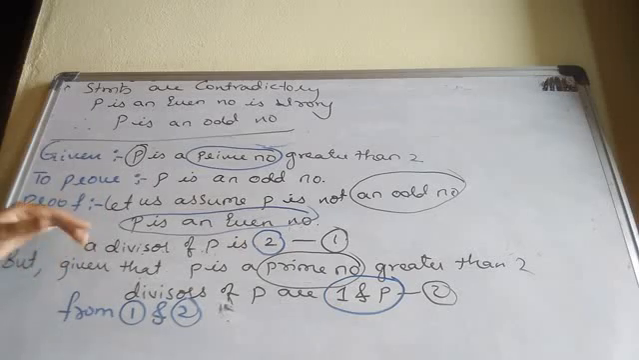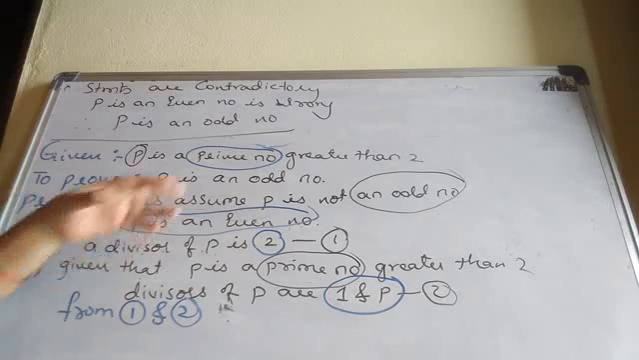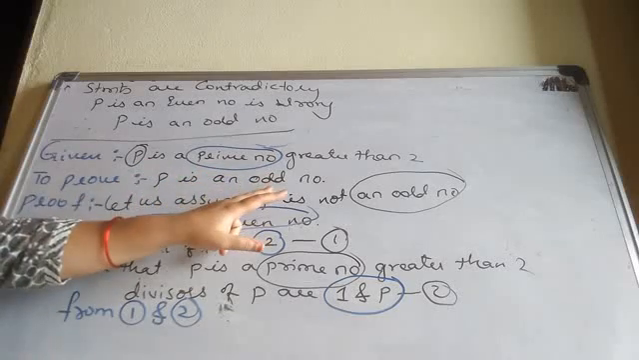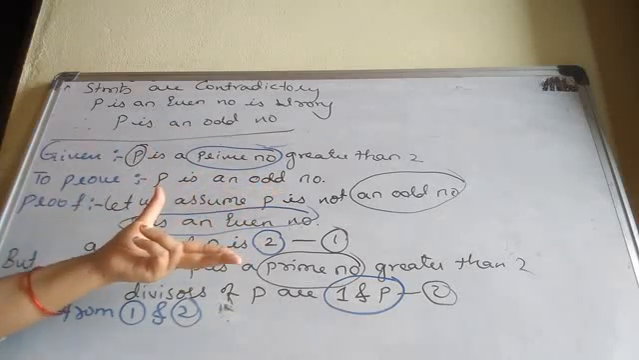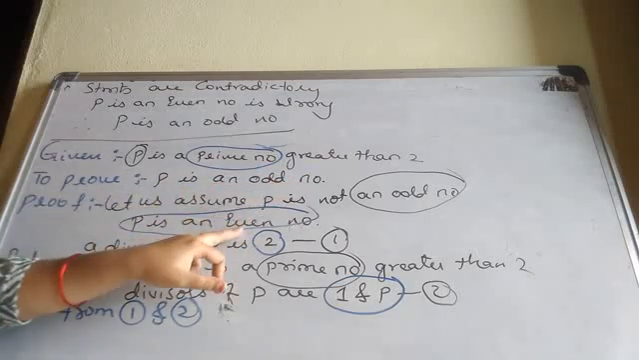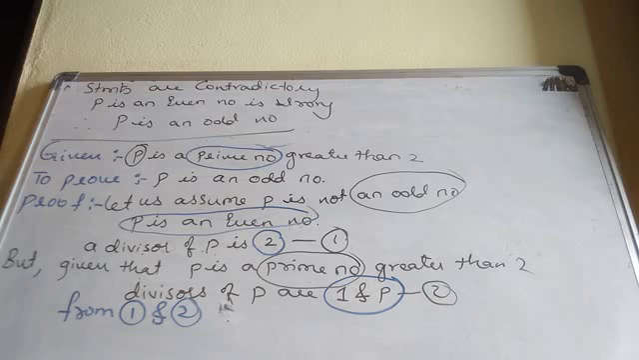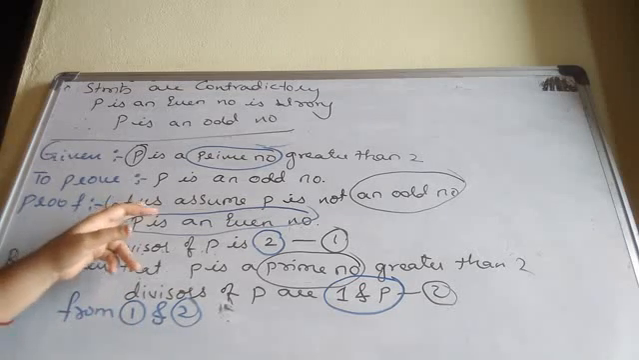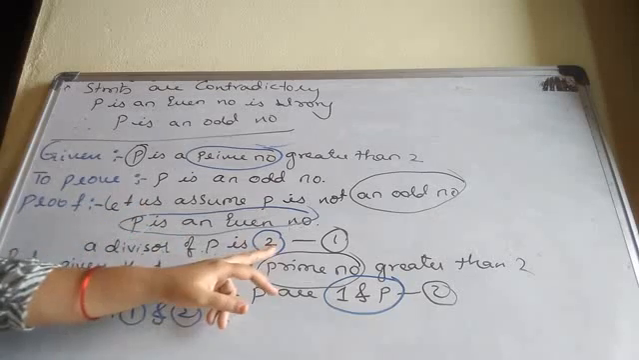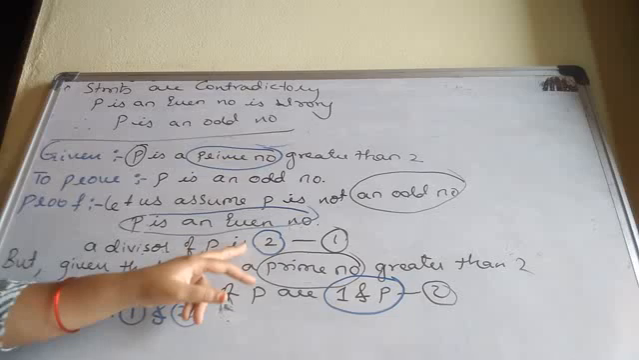How to prove? By indirect means. Indirect means what? The given here, what to prove? It is an odd number. No, I'll take the opposite of odd. P is not an odd number. If it is not odd, what will it become? An even number. Even number definition: the numbers which are divisible by 2. So here my factor of P is compulsorily 2, no? So I wrote here: a divisor of P is 2.